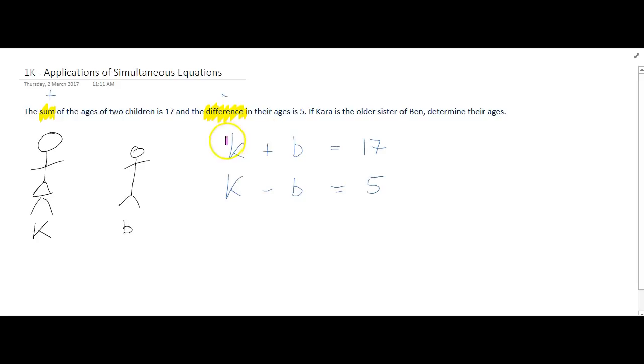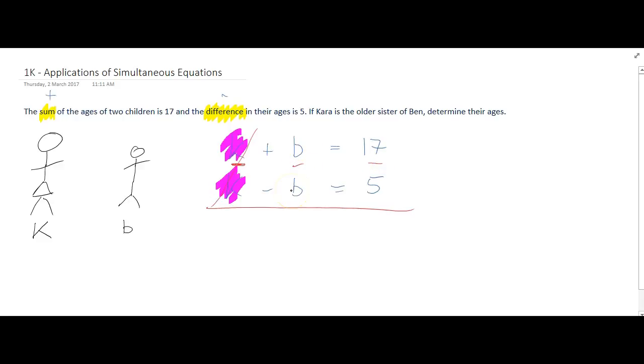You might notice we've got positive K here and positive K here. If we take away one from the other, we can eliminate. So let's do that simultaneous equation. Neither of them have a variable on their own, so there's no advantage to substituting, although you could change it around to do that. It's easier to just do it like this. So K minus K cancels out. Now B, take away negative B, and 17 take away 5.